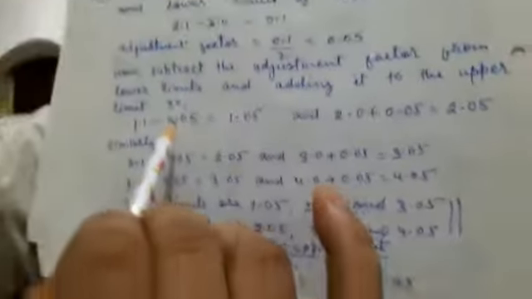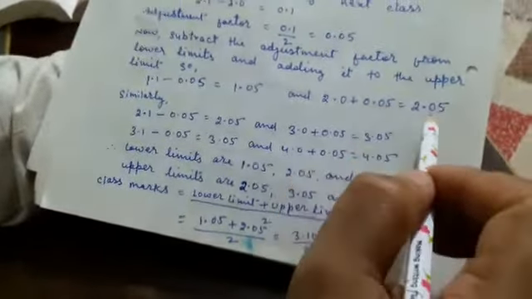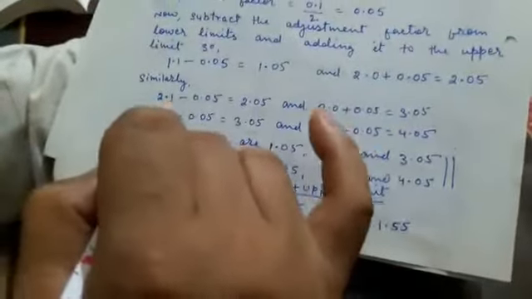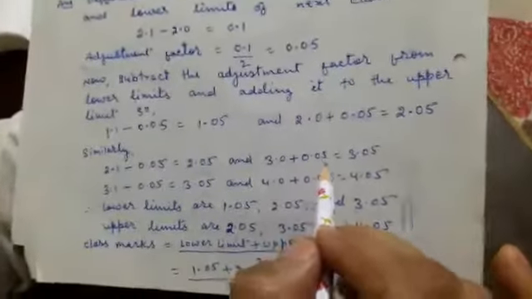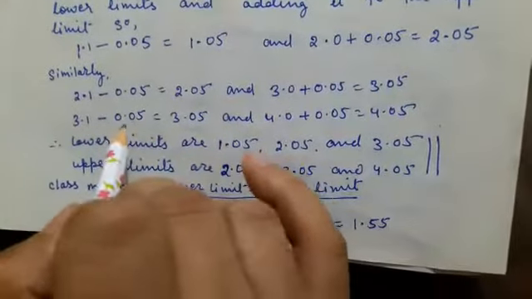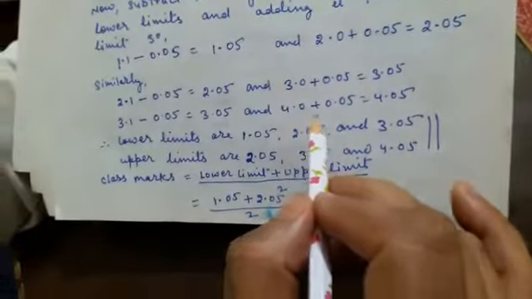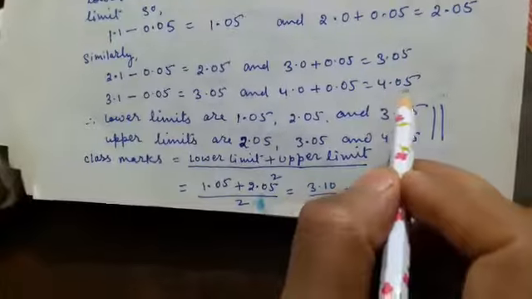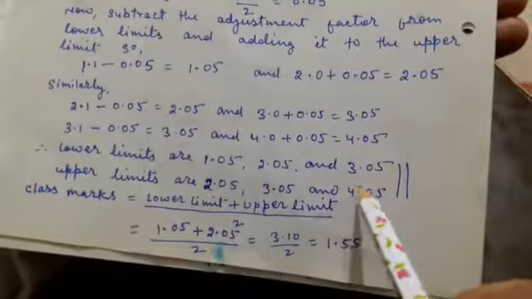1.1 minus 0.05 is equal to 1.05, and in the upper limit 2.0 plus 0.05 is equal to 2.05. Similarly, 2.1 minus 0.05 is equal to 2.05, and in the upper limit 3.0 plus 0.05 is equal to 3.05. In the third class interval, 3.1 minus 0.05 is equal to 3.05. Similarly, in the upper limit 4.0 plus 0.05 is equal to 4.05. Now let us see what the lower limits are. These are the lower limits: 1.05, 2.05 and 3.05. And what are the upper limits? 2.05, 3.05 and 4.05 are the upper limits.